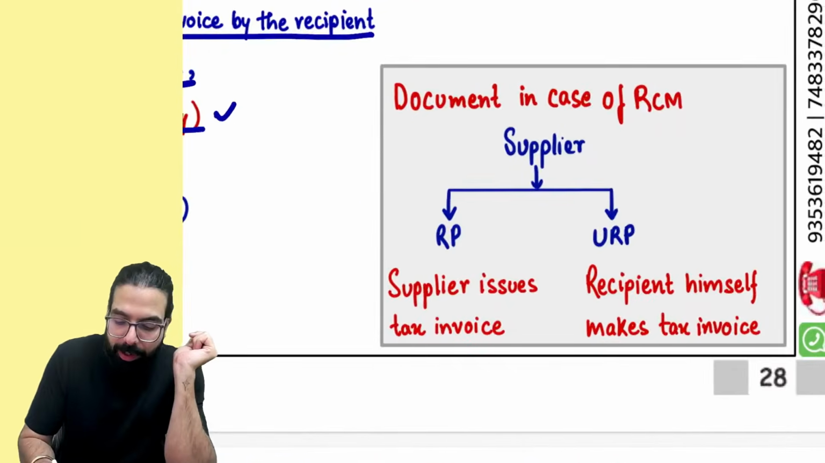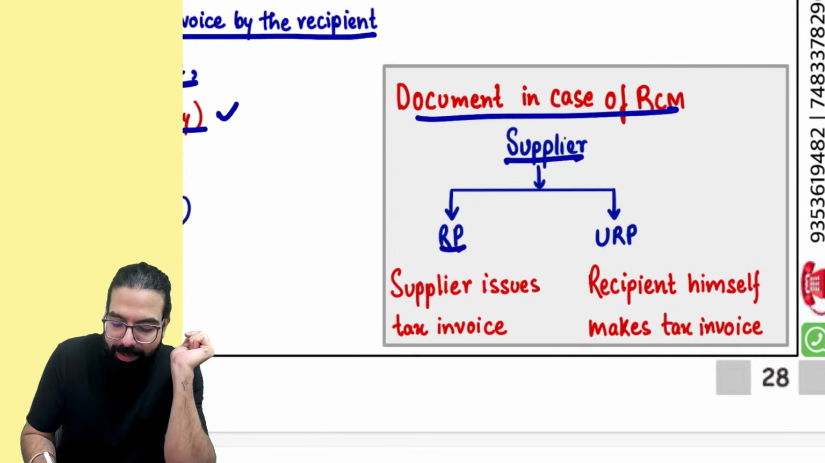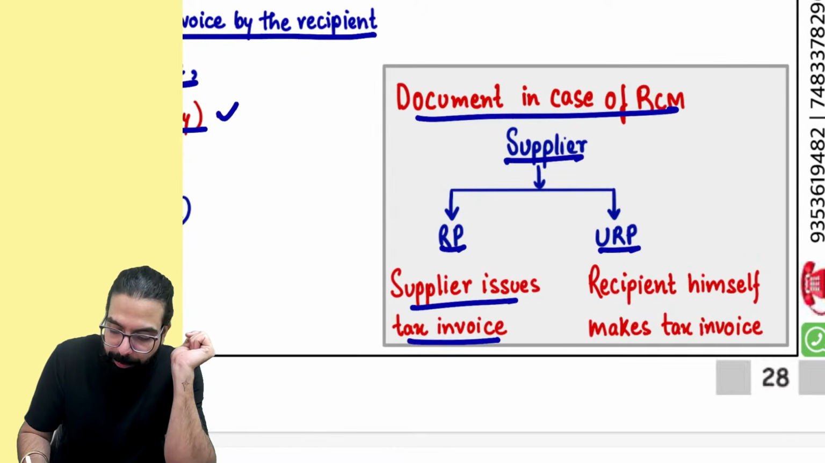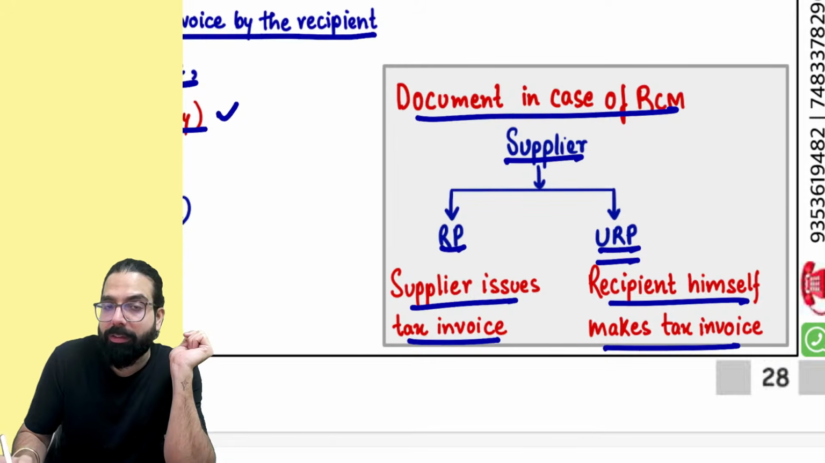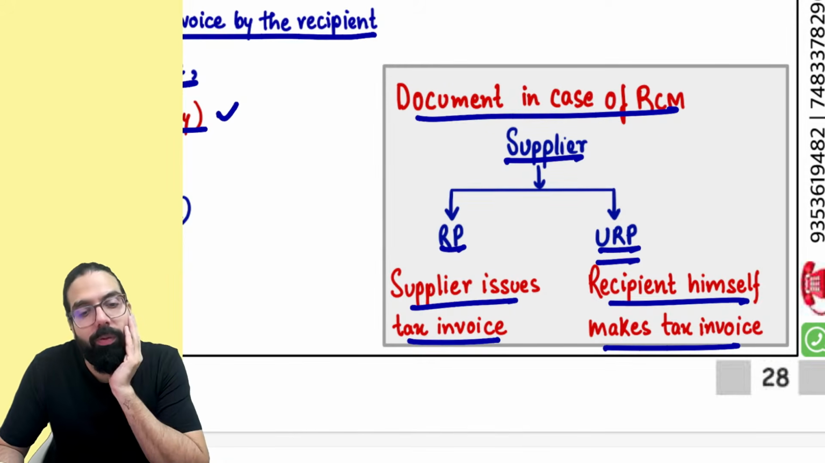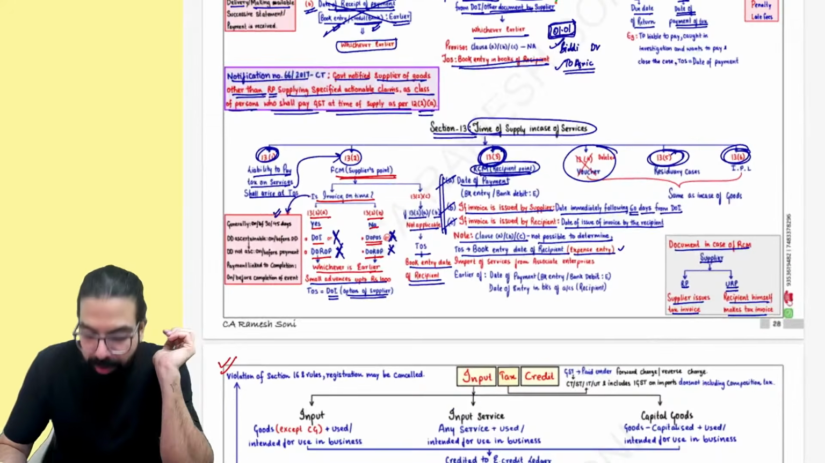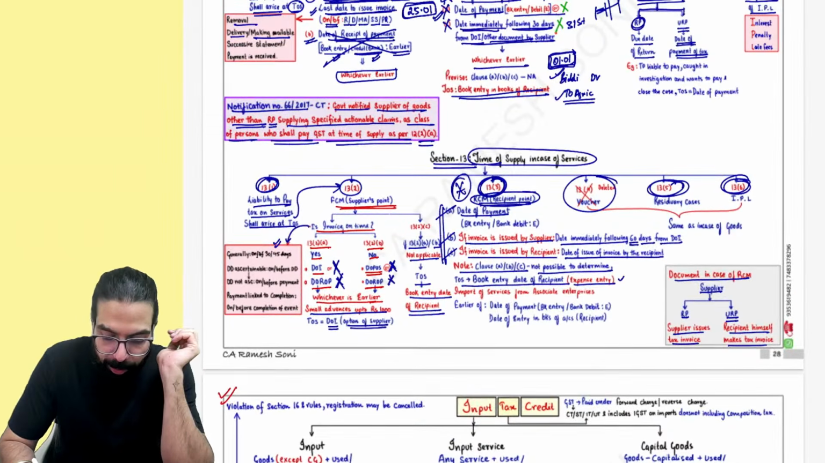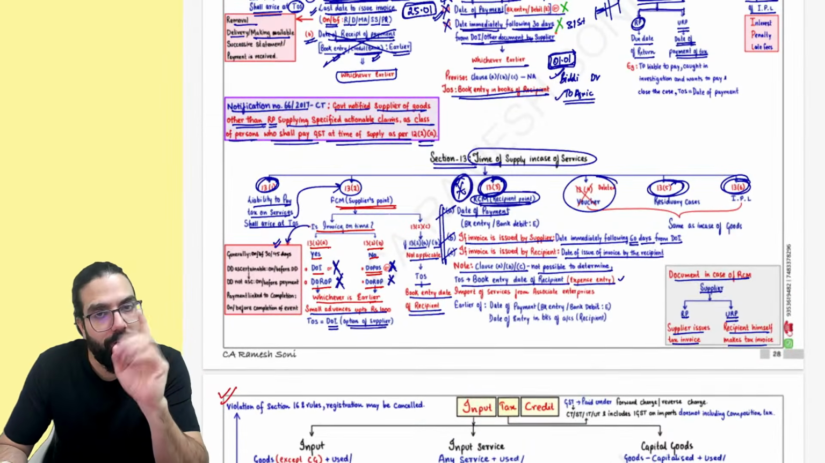I've written down here. In case of RCM, remember if supplier is registered, supplier will issue an invoice. If supplier is unregistered, you yourself make a tax invoice, which we had learned in our tax invoice chapter. Done, sir. This point is clear. People, I believe this is very, very important from exam point of view. You must practice questions on this and go.